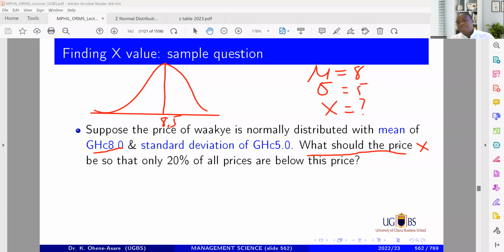But with a condition. The condition is that only 20% of all prices are below this price. This is where it's interesting. Only 20% of all prices are below this price.